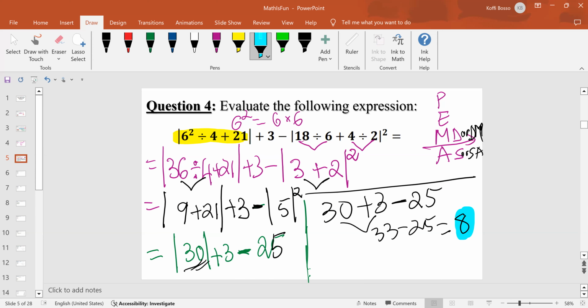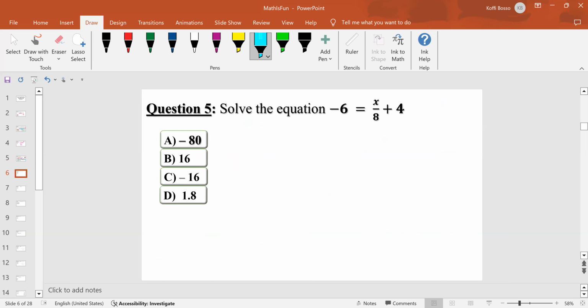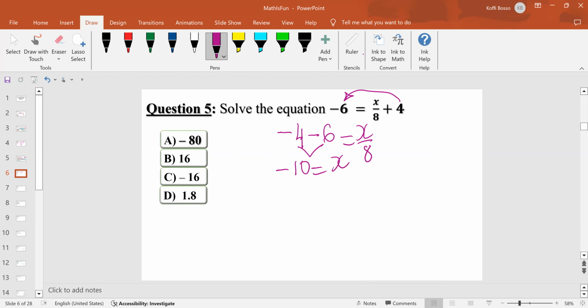We continue. So this is an equation to solve. It's an equation involving a fraction, but it's not something complicated. To solve this question, we're going to move this positive 4 to the other side. We want numbers with x on one side, numbers with no x on the other side. So moving the 4 to the other side, it will change sign. So we're going to have negative 4 minus 6 is equal to x over 8. This is the same as negative 10 is equal to x over 8.